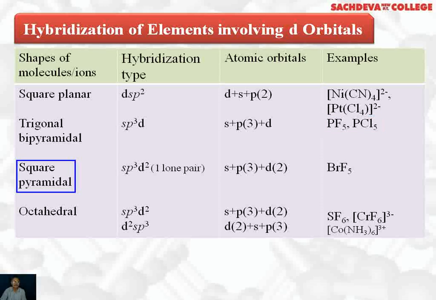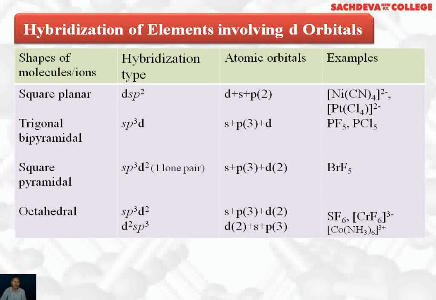Now square pyramidal shape is possible when sp3d2 hybridization and there is one lone pair of electrons. There is one s orbital, 3 p orbitals and 2 d orbitals. Example is BrF5. So here lone pair is a must for this particular shape.